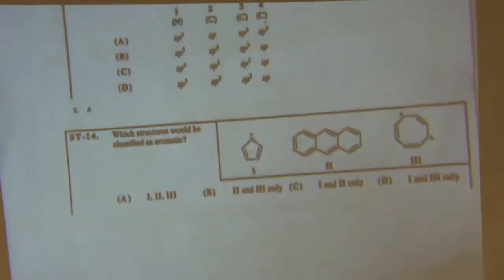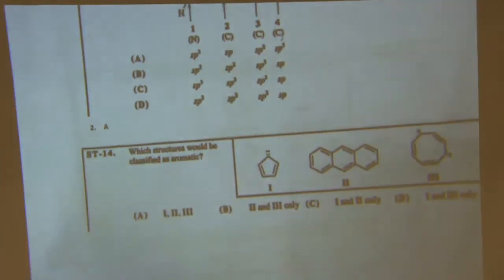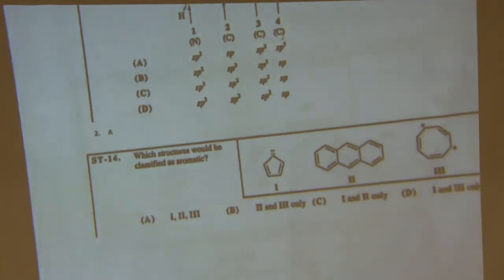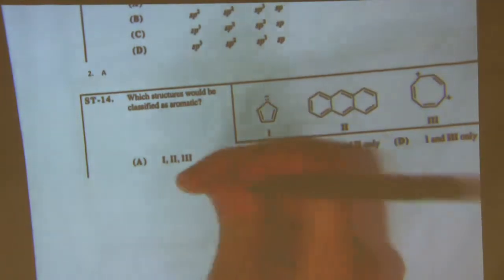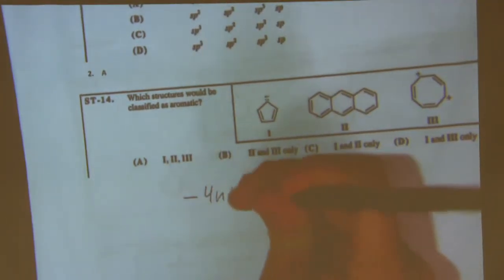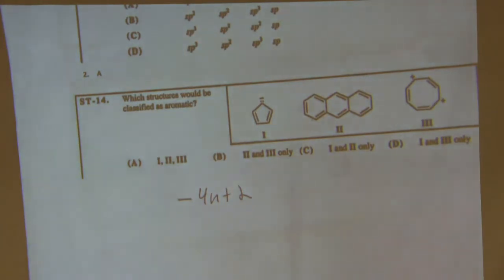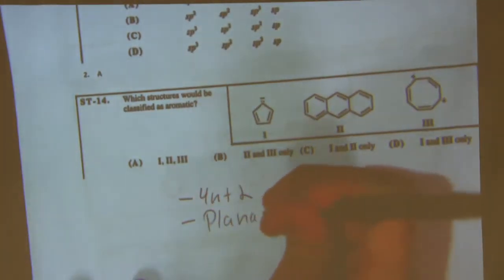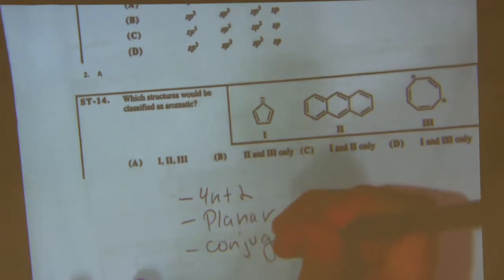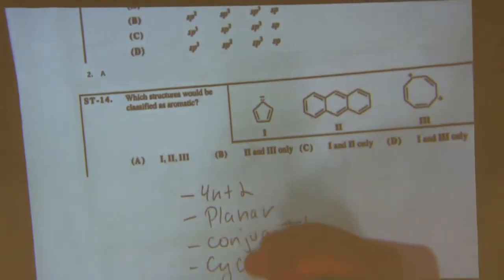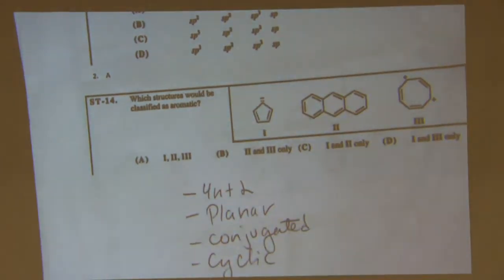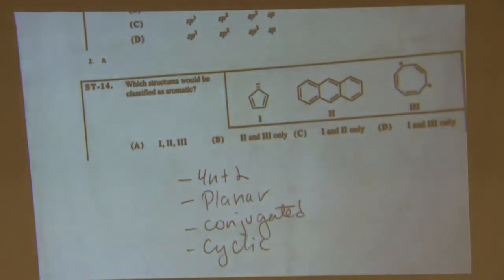Okay, so this is an aromatics question. Which structures would be classified as aromatic? Do you guys remember what you need to be classified as aromatic? Yeah, so you need planar. Okay, so there's a couple things. So you need a 4n plus 2 rule. Conjugated, planar, conjugated. Anything else? Cyclic. Mm-hmm. I think that's it, right? Okay, so 4n plus 2, planar, conjugated, cyclic.